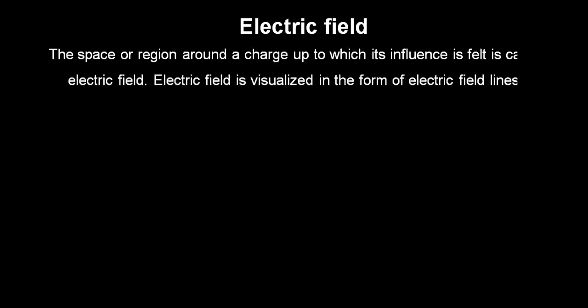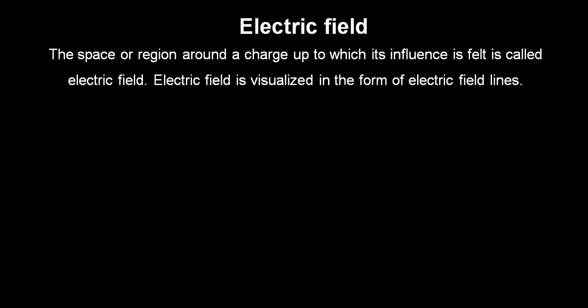You know, you always have an influence region around a magnet. You term it as magnetic field. Likewise, around a charge, you will always have an influenced region. That influenced region around a charge is called electric field. If it is the influence region around a magnet, I call it magnetic field, and if it is the influence region around a charge, I call it electric field. So the space or region around a charge where its influence is felt is called electric field.